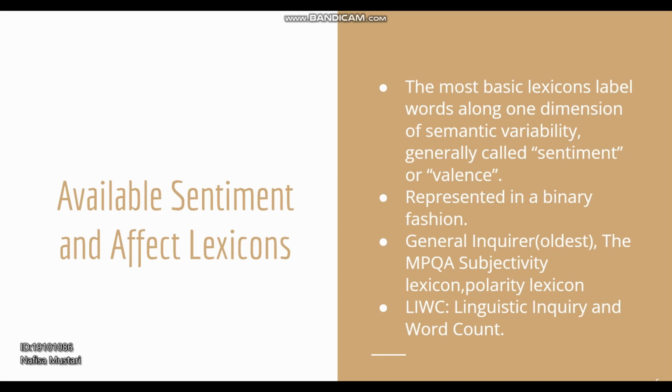Available sentiment and affect lexicons. The most basic lexicons label words along one dimension of semantic variability, generally called sentiment or valence. The most basic lexicon, a word list for positive words and a word list for negative words, is used to express this dimension in a binary way. There are different types of lexicon: General Inquirer, the MPQA subjectivity lexicon, polarity lexicon, and the NRC lexicon, which assigns valence, arousal and dominance. LIWC, Linguistic Inquiry and Word Count, is designed to capture aspects of lexical meaning relevant for social psychological tasks.